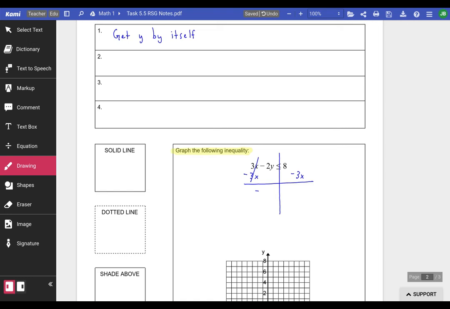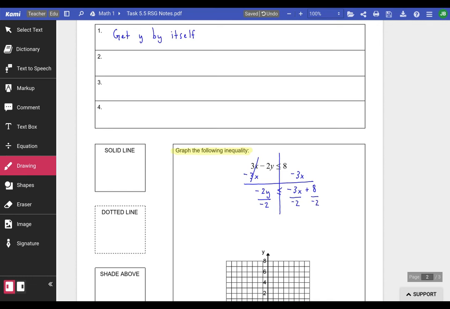So I have a negative 2y. I still have less than or equal to. And now I have negative 3x plus 8. So the only difference there from what we did with equations is we have this inequality symbol in between. So now to get the y by itself, I need to divide everything by a negative 2.